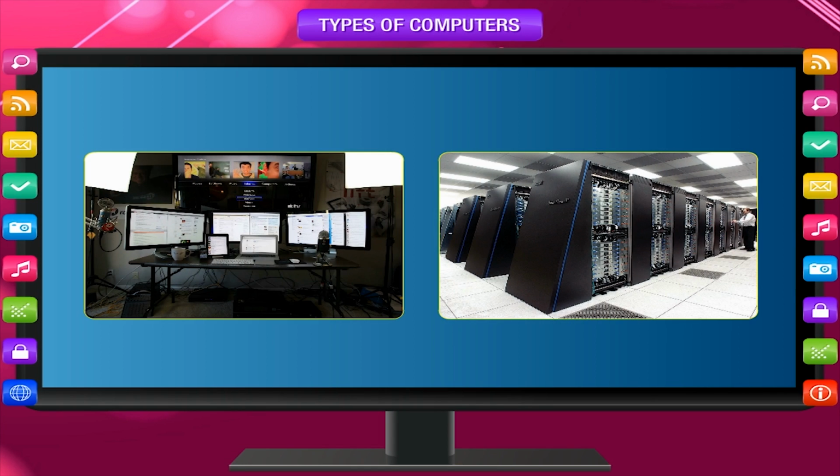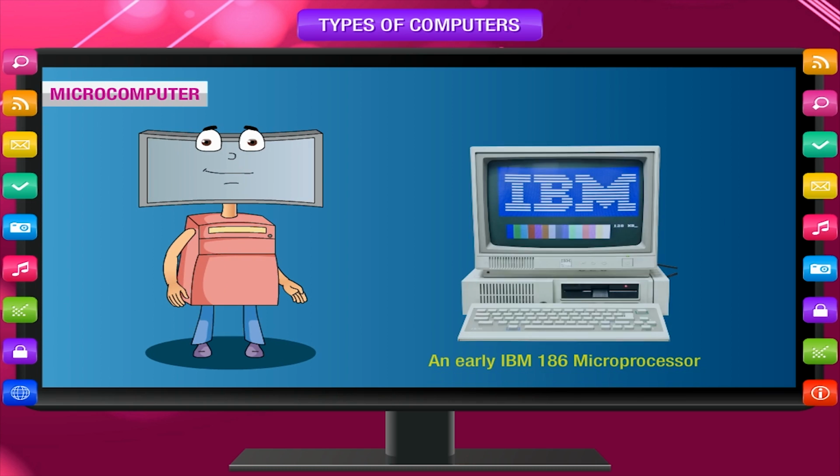Computers are available in different shapes, sizes, and weights. They perform different kinds of jobs due to which they have different shapes, sizes, and abilities. Computers can be generally classified by size and power as follows.